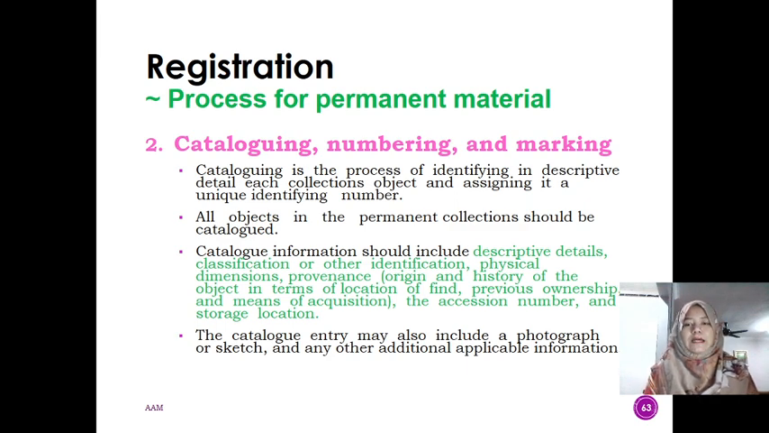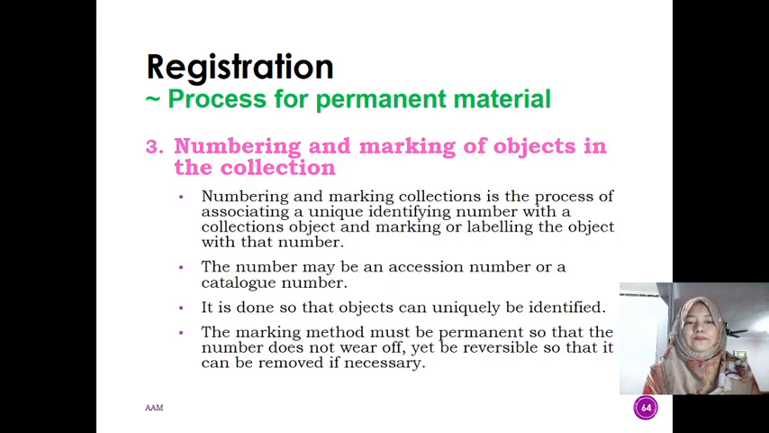Another process is cataloging, numbering and marking. Cataloging is the process of identifying in descriptive details each collection object and assigning it a unique identifying number. So all objects in the permanent collection should be catalogued. Catalog information should include descriptive details, classification or other identification, physical dimensions, provenance, which is the origin and history of the object in terms of location of find, previous ownership and means of acquisition, the accession number and also the storage location. The catalog entry may also include a photograph or sketch and any other additional applicable information.